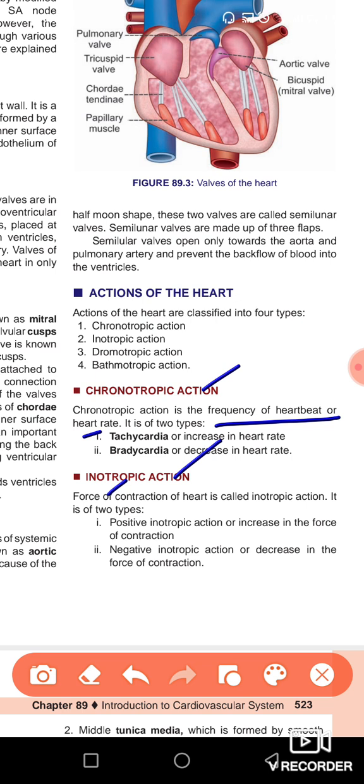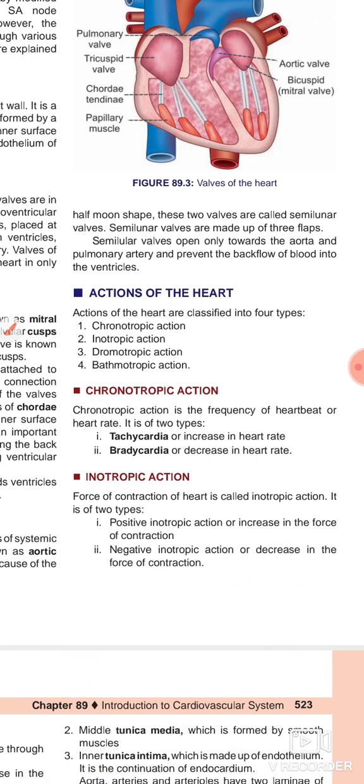Force of contraction is also the function of your heart muscles. Okay, so positive inotropic action means increase in the force of contraction, and the negative action means decrease. As you can see, if a hero is a positive character, he is going to increase his values.